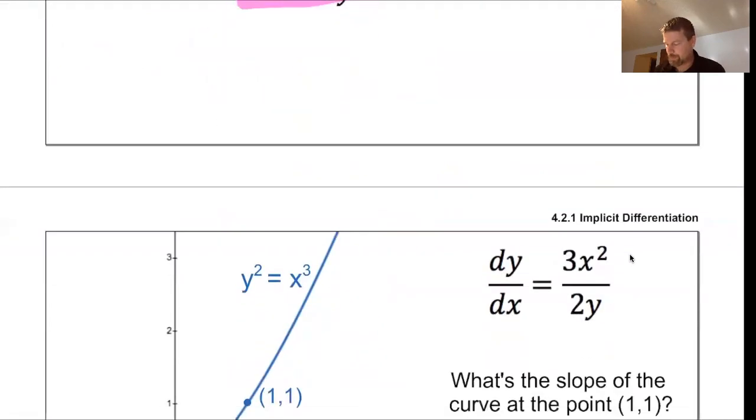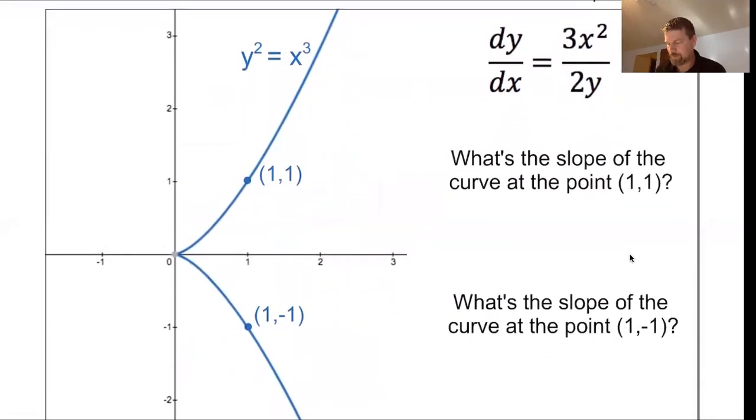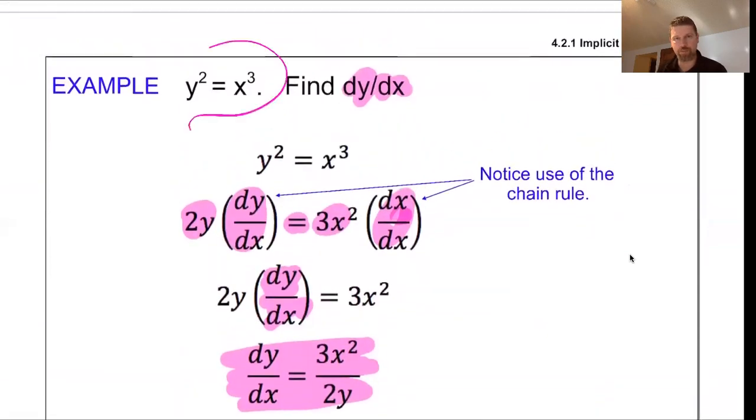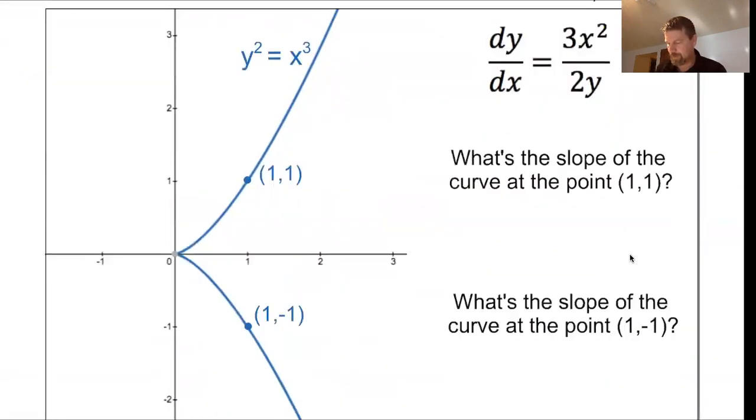To show you how it's not a problem, here we go. So y squared equals x cubed. We just found the derivative of that. Here is the graph right there. That is a graph of y squared equals x cubed.